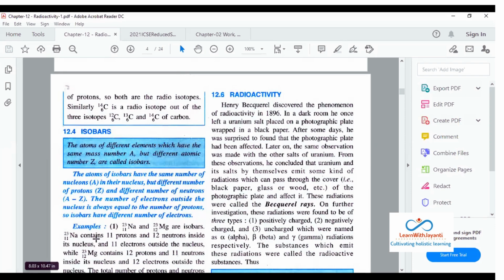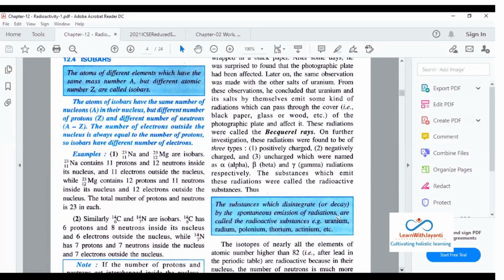If you see, sodium contains 11 protons and 12 neutrons. What about magnesium? 12 protons and 11 neutrons. So the total number of protons and neutrons is 23. That means the nucleon number is the same. So you need to remember this. They can ask you examples of isobars.